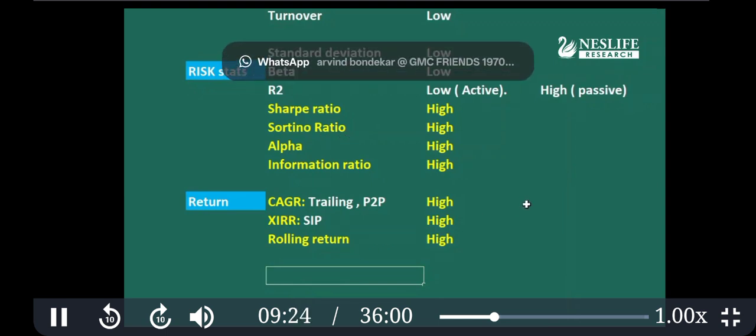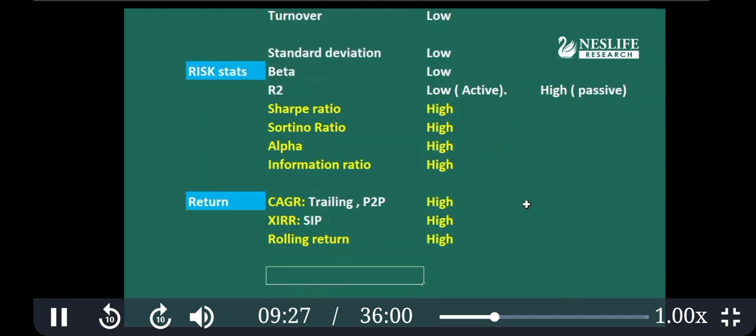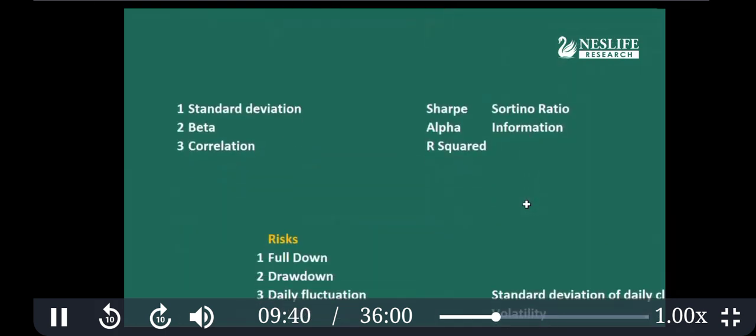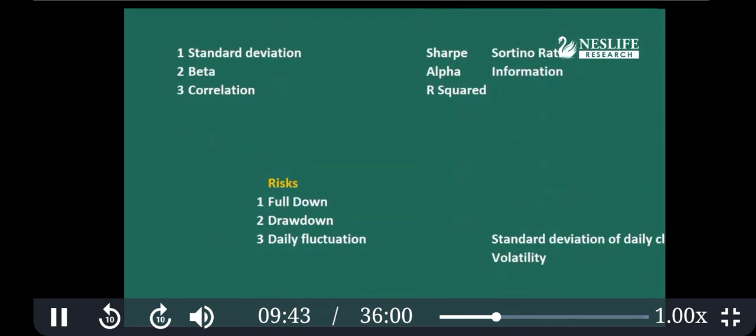But in short, I'll explain how it is calculated, just for understanding purposes. You don't have to calculate everything manually. Everything is already available. But understanding how the Sharpe ratio and Sortino ratio are arrived at will help you get confidence. There are three basic statistical terms: standard deviation, beta, and correlation. Based on standard deviation, there are two ratios: the Sharpe ratio and the Sortino ratio. Based on beta, we calculate alpha, and based on alpha, we calculate the information ratio.